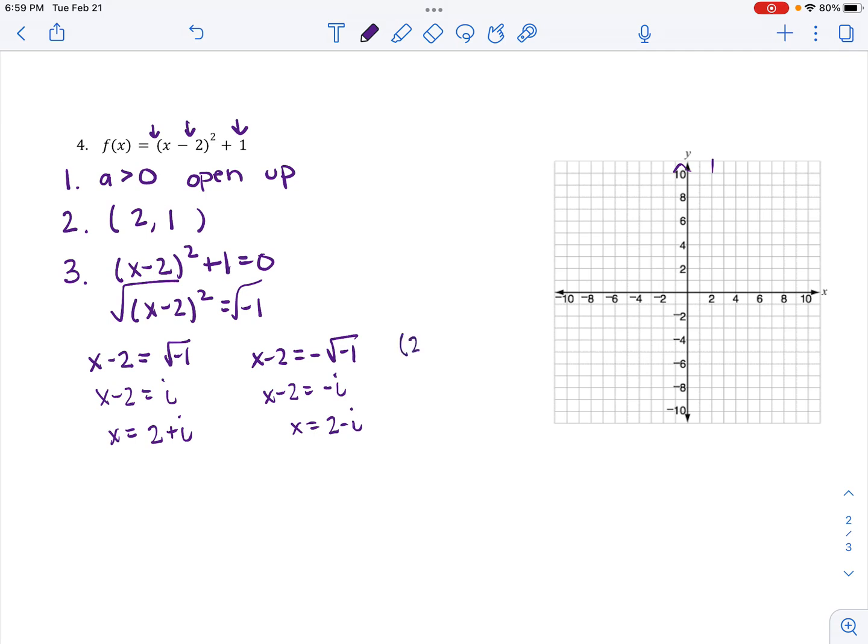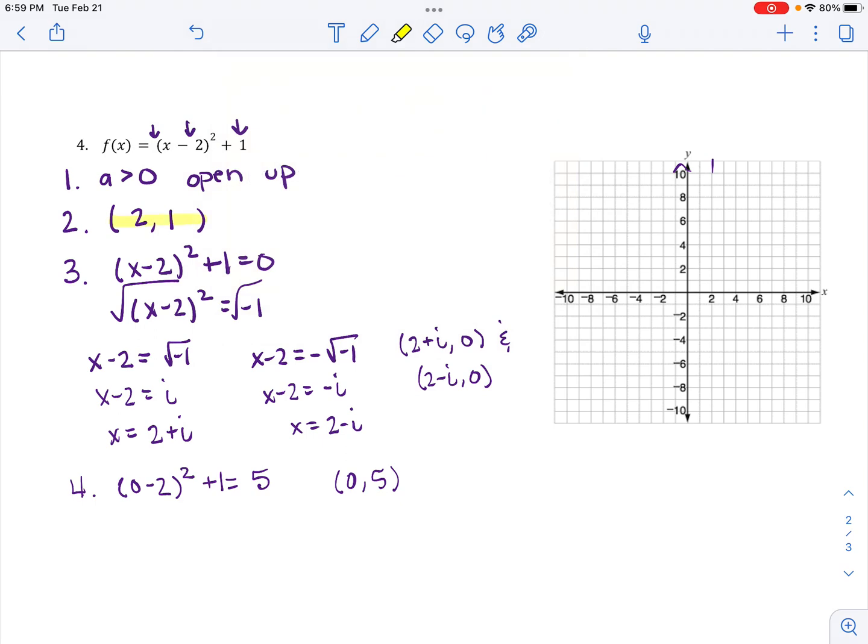So we can still write that (2 plus i, 0) and (2 minus i, 0). Those are going to be my two x-intercepts, and we'll talk about kind of what that means here in a second. And then 4, we're going to find our y-intercept. So I'm going to plug 0 in for x, and I'm going to plug it into my calculator, and I'm going to let my calculator do all the work for me, and I'm going to get 5. So (0, 5) is that point that I'm looking for.